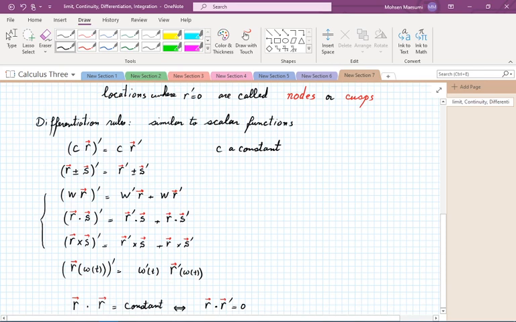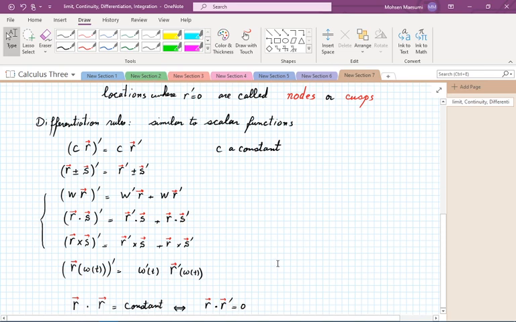Perhaps the only other new item here is that if the dot product of a vector valued function with itself is constant, then the dot product of that function and its derivative will be 0. If I differentiate this thing, I'll get r prime dot r plus r dot r prime, and these are the same thing. The derivative of a constant is 0, and therefore r dotted with r prime will be 0. So all of these rules are quite basic.